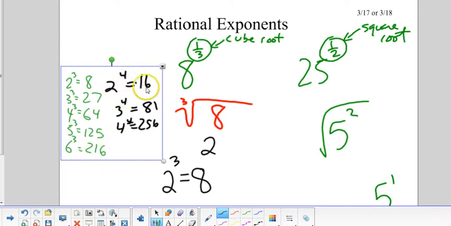But then 2 to the 4th power, 16. 2 to the 5th, you should probably also know, is 32. 3 to the 4th, 4 to the 4th. So those would be valuable powers for you to know in addition to your squares.